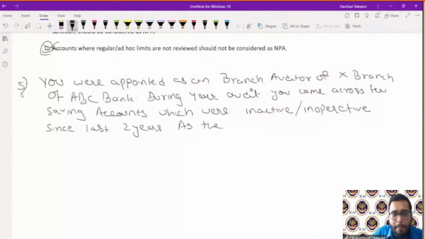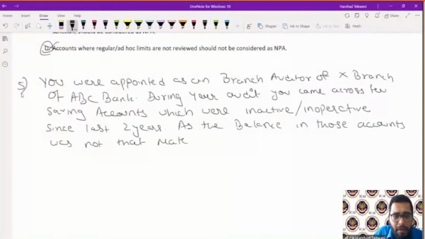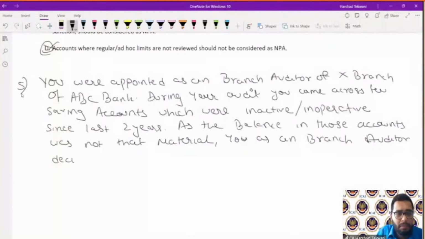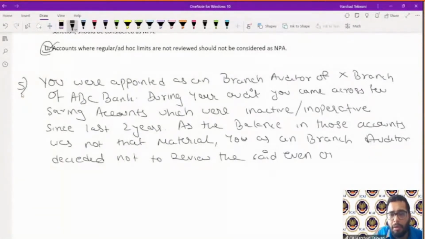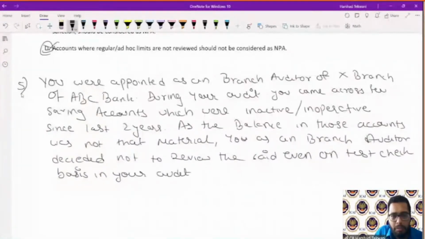As the balance in those accounts was not that material, you as the branch auditor decided not to review the said accounts, even on a test check basis, in your audit. You decided not to check those accounts on a test basis.